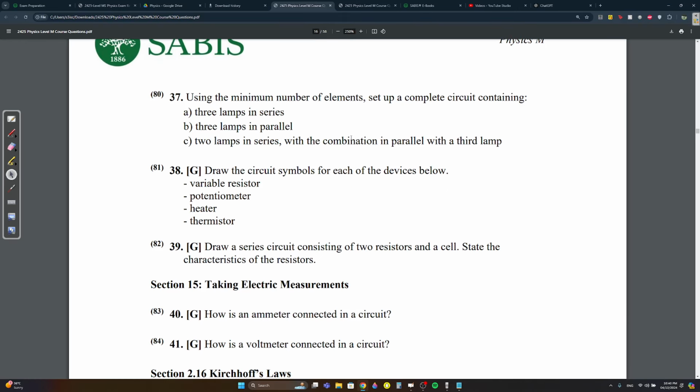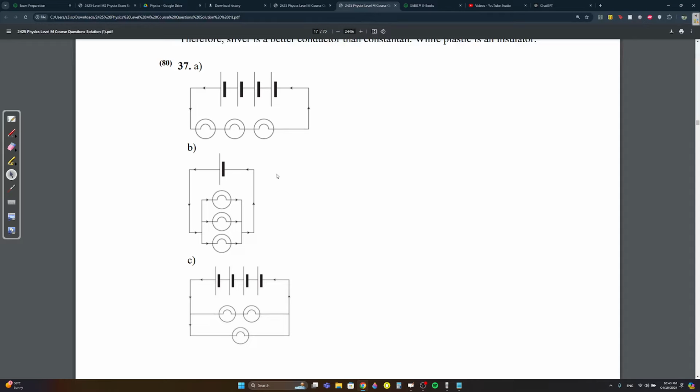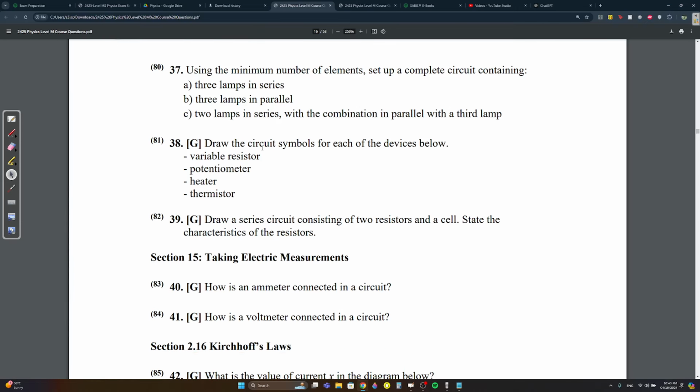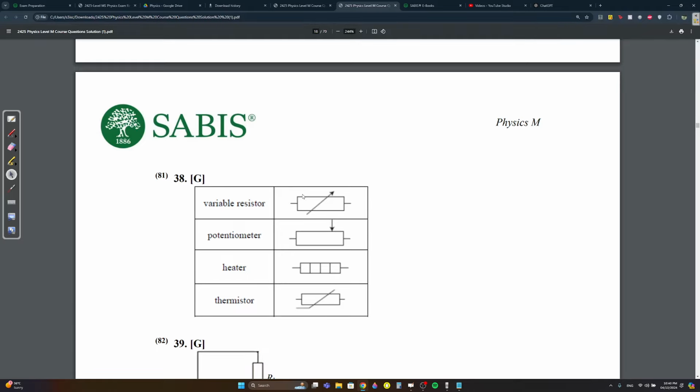2 lamps in series, with that combination in parallel with a third lamp. So two in series, and then that is parallel with a third lamp. That's pretty much it. Draw the circuit symbols for each of the devices below. Variable resistor, it should just be like this. Potentiometer should be like this. You switch it like this, left and right, even though it's not required. Heater is like this. Well, this is the thermistor, right? Thermistor.